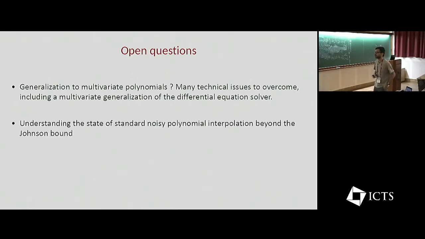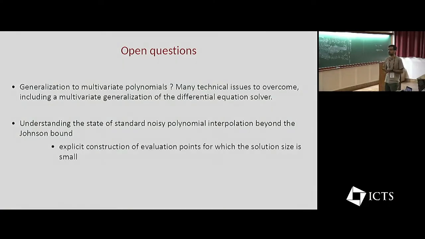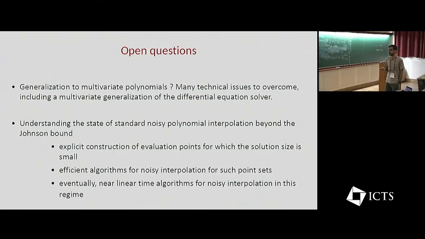And it'd be nice to understand the state of noisy polynomial interpolation. So this is the question of list decoding Reed-Solomon codes beyond the Johnson bound, including questions of efficient explicit construction of evaluation points for which we know that the solution size is small. We know such sets exist, but we don't have explicit constructions. And then eventually efficient and nearly linear time algorithms for decoding in that regime.